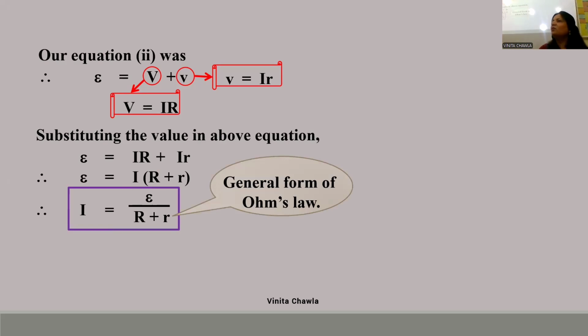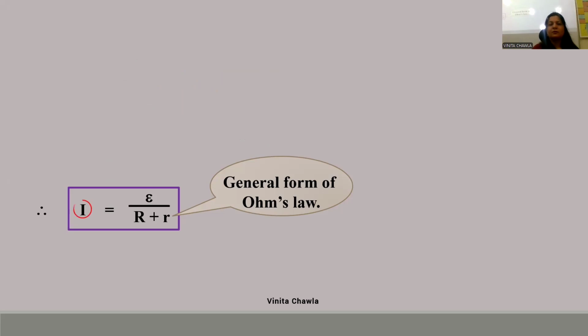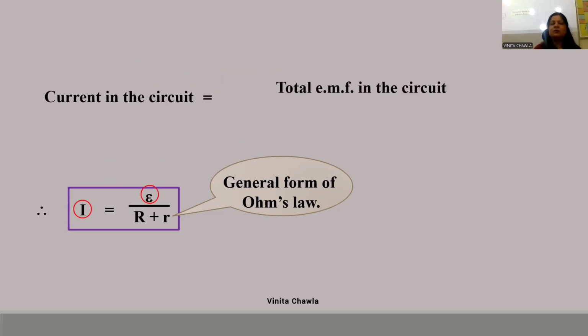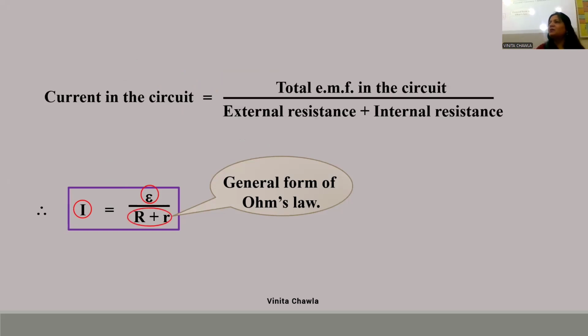This is the general form of Ohm's law. Because here we are considering internal resistance also, we have simply added this internal resistance to the resistance because they are in series. Okay. So current in the circuit is equal to total EMF in the circuit divided by external resistance plus internal resistance. Okay, this is how we write this.